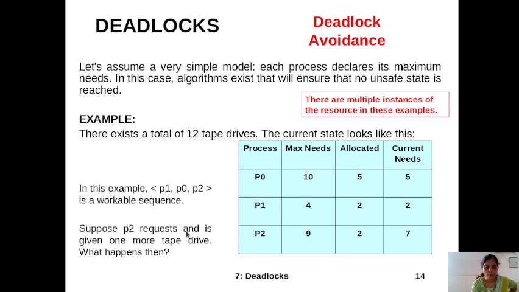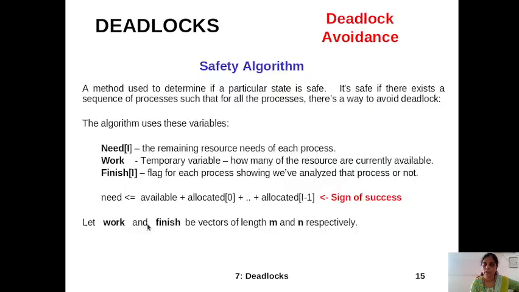Now if P2 requests one more tape drive, what would happen? Can it be given to P2? Yes, surely it can be given, because out of 12 you have only allocated 9. There are 3 more tape drives available, and one can surely be allocated to P2. So in advance, we need to know the state of the system, its maximum requirement and the current requirement, and then we can decide whether the request made by the processes can be granted or not.